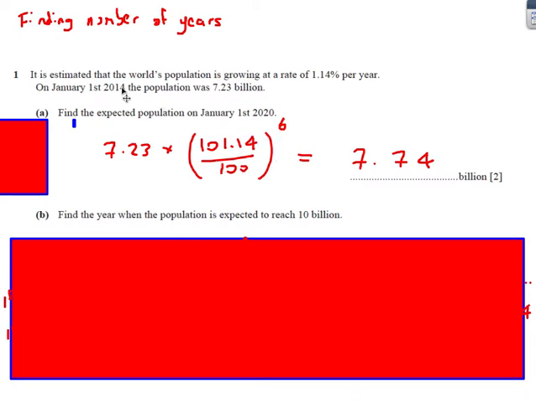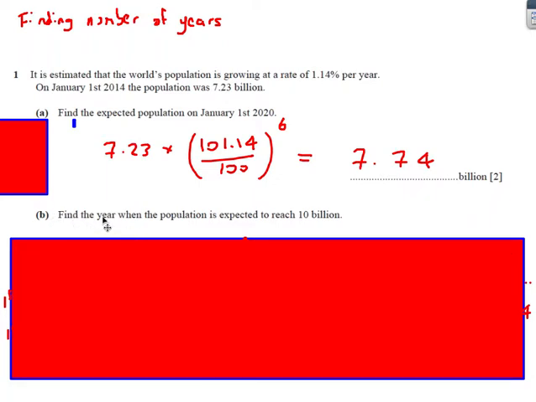And it's from 2014 to 2020, so that's going to be 6 years. So that's my calculation. I keep it in billions, so my answer is 7.74 billion.